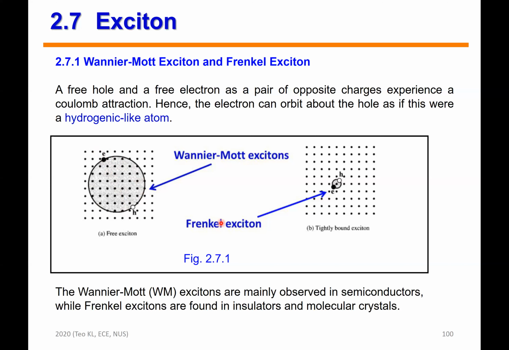Another type of exciton is called the Frenkel exciton, where the separation between the electron and hole is of a lattice spacing apart. So the Coulomb attraction is very strong. So these are tightly bound excitons. And Wannier-Mott excitons are usually observed in semiconductors, while the Frenkel excitons are found in insulators and molecular crystals.